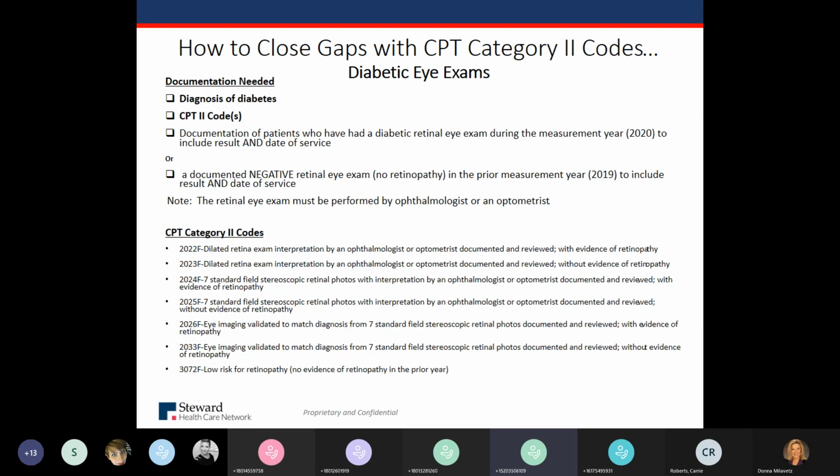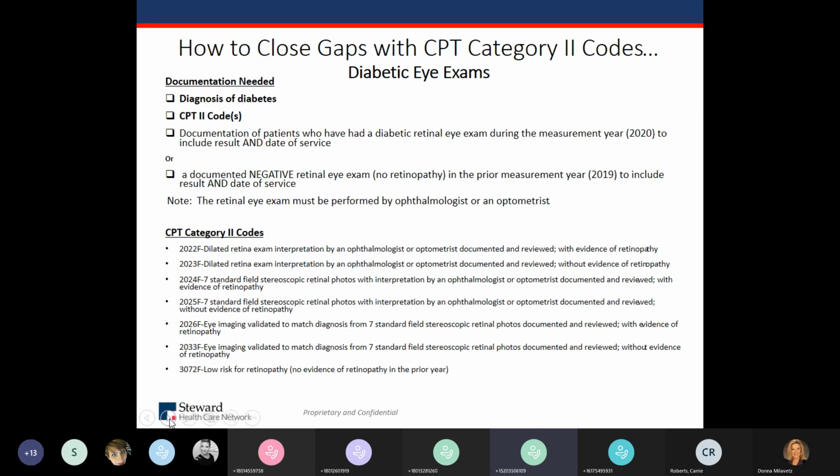Diabetic eye exams. We really encourage everyone to encourage your patients to get their diabetic eye exams in the measurement year. Within your documentation, we would need to see a diagnosis of diabetes, CPT2 code, documentation of patients who've had a diabetic retinal eye exam during the measurement year to include the results and date of service, or you can document a negative retinal eye exam, i.e. no retinopathy, that's from the prior measurement year, like 2019, which also needs to include the result and date of service.